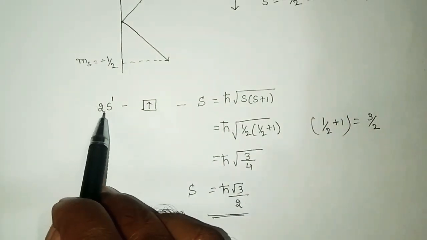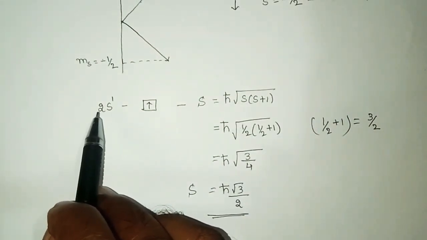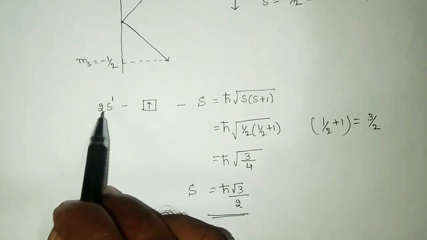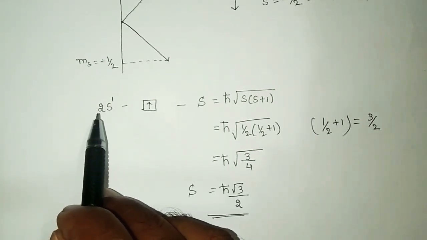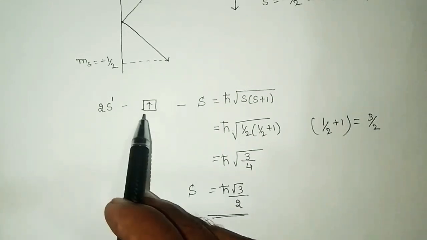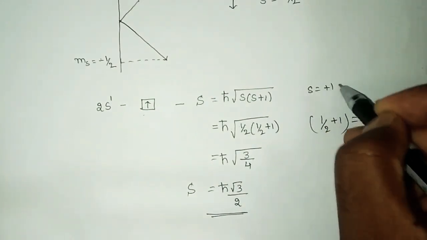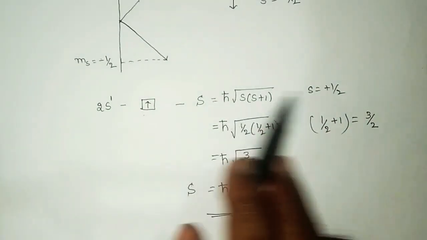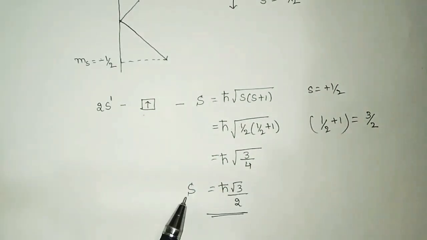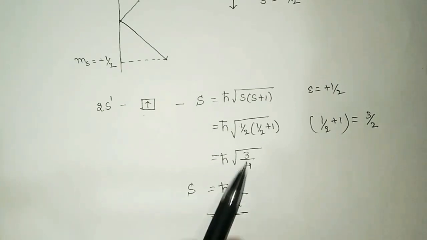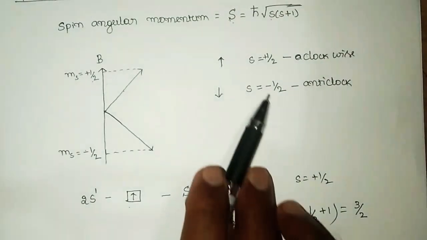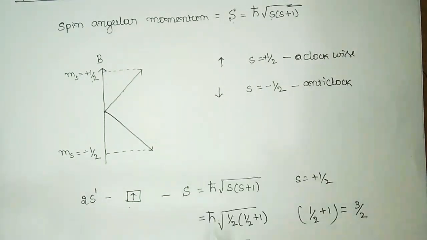So, when you are calculating the spin angular momentum of the electron present in 2s orbital with the upward direction, the value of s will be plus half. On substituting the value of plus half in place of s and doing the calculation, we got the spin angular momentum value, that is h cross into root 3 by 2. And this way we can calculate the spin angular momentum of the electron with the help of the spin quantum number value, just by looking at whether s is plus half or minus half.